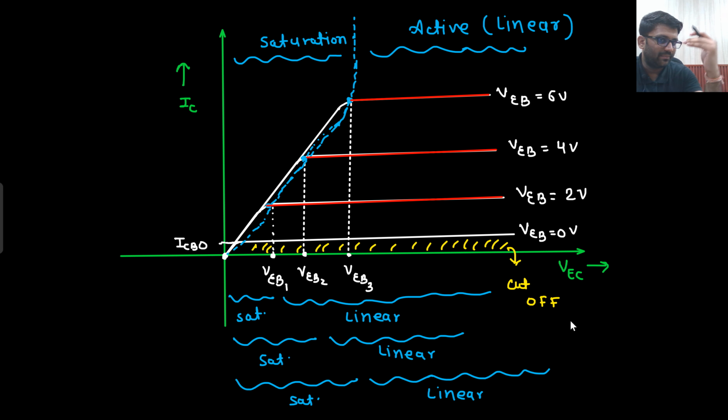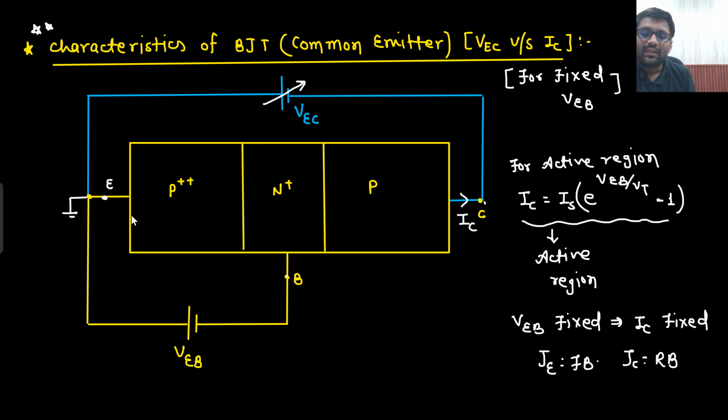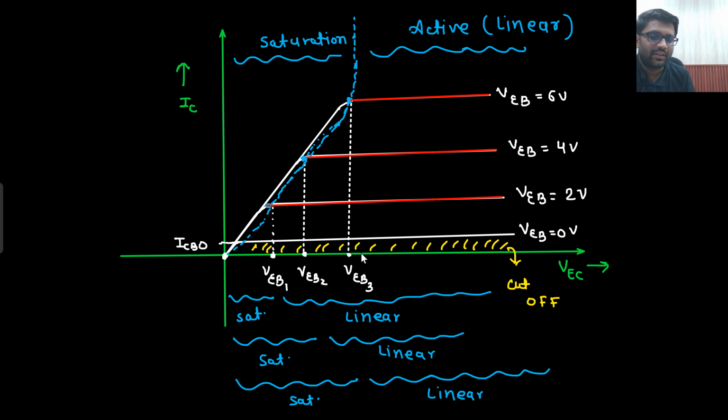And below VCB equals 0, I am going to apply negative potential, and negative potential means both will be in reverse bias. Since both are in reverse bias, I will be getting 0 current or nearly 0 current. So this particular region would show the cutoff region. This is your active region, this is your saturation region. So this is the complete characteristic.